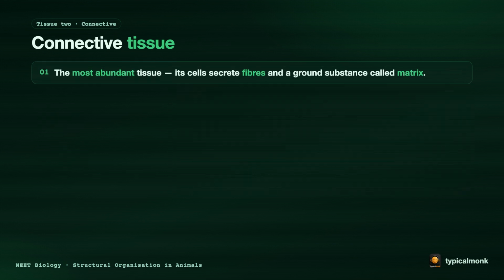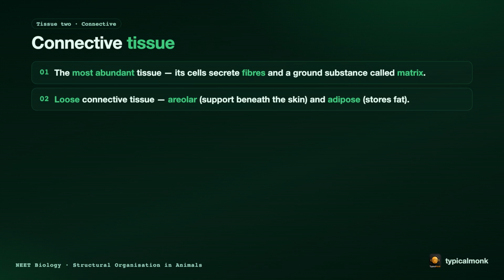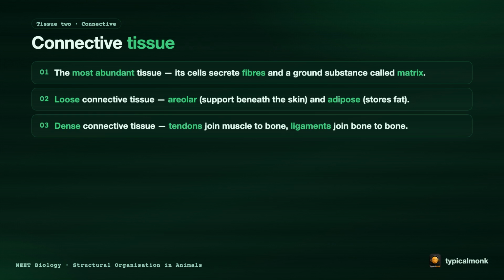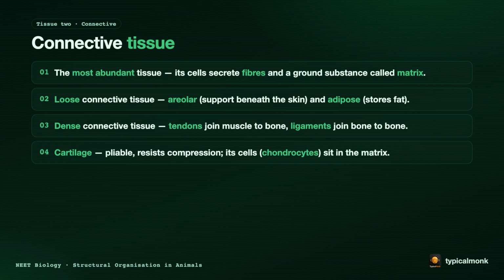Now the second tissue, connective tissue. This is the most abundant tissue. Its cells secrete fibers and a ground substance called matrix. Loose connective tissue, areolar, which supports beneath the skin, and adipose, which stores fat. Dense connective tissue, tendons join muscle to bone, and ligaments join bone to bone.